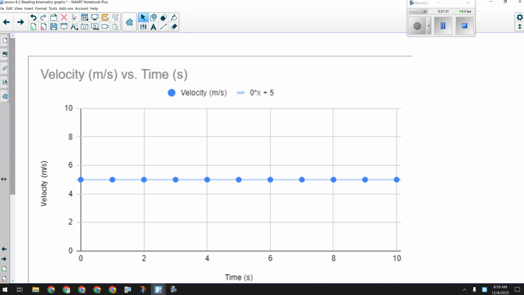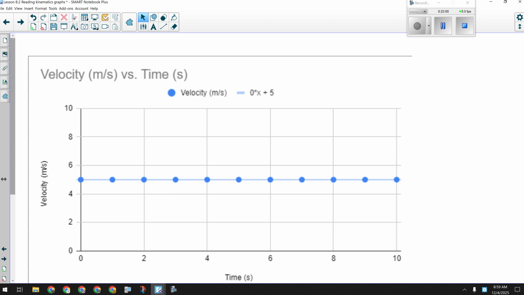That object is not accelerating. We can tell that from the shape of the graph, but the slope is also 0. And the slope on this graph is the rate at which velocity changes. So it's not accelerating, it's traveling at a constant velocity. What velocity is it running at? Five meters per second. Everybody with me there? Kind of simple interpretation.